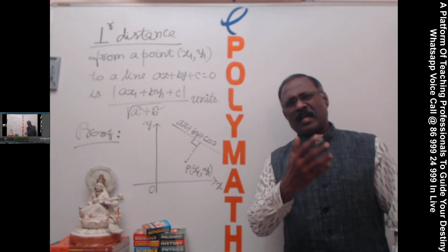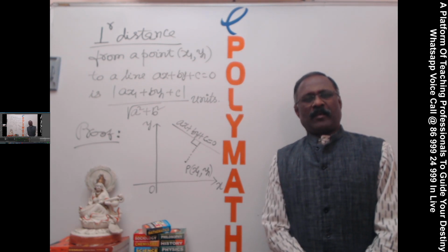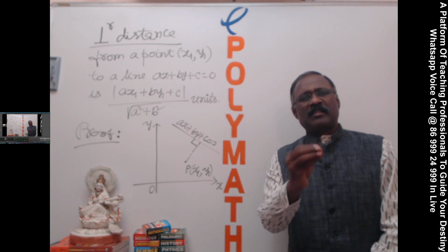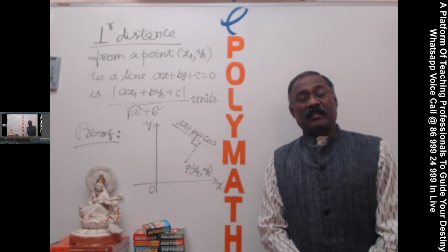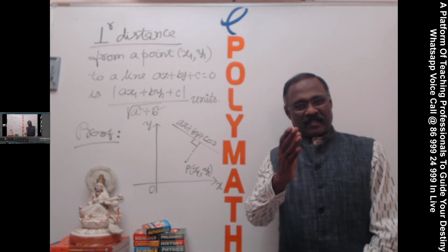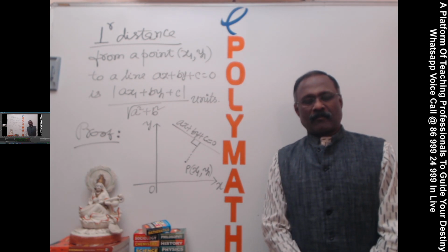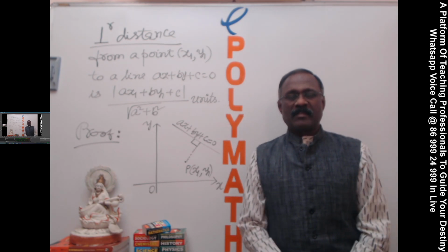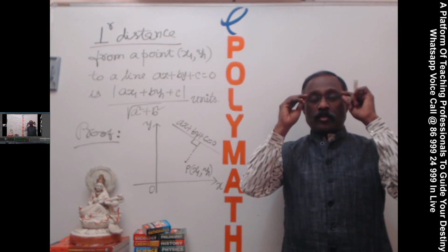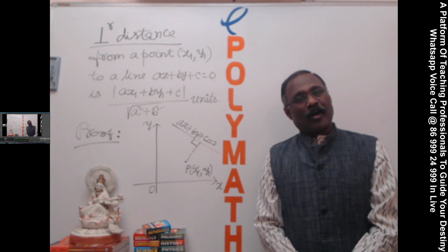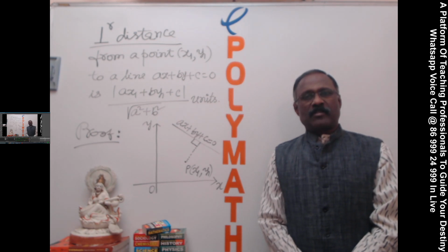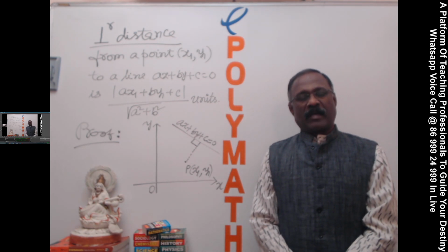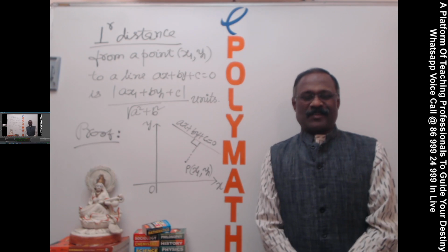So, if any line is given, we can convert that line to the normal form by dividing by root over a square plus b square. I discussed this in my previous videos. Ax plus by plus c equal to 0 is a line. To convert it to the normal form, you divide by root over a square plus b square. After dividing, we shift the constant to the RHS.